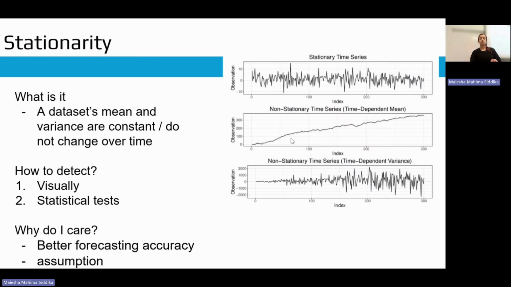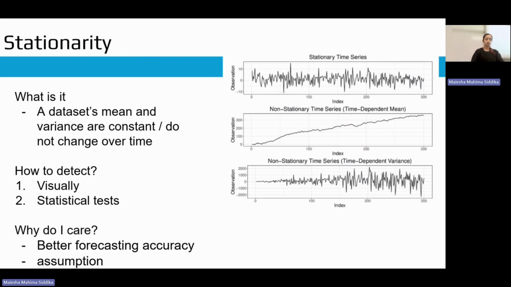Whereas here, this is a non-stationary time series because we can see that our mean is slowly increasing. Likewise, this is again a non-stationary time series because our variation as time goes on gets bigger and bigger and bigger. Now, how can you detect stationarity? You can do it visually, like I've shown you here, by plotting using matplotlib or Seaborn. But then there are also statistical tests or hypothesis tests that can give us a more robust estimate of whether our time series is stationary or not.